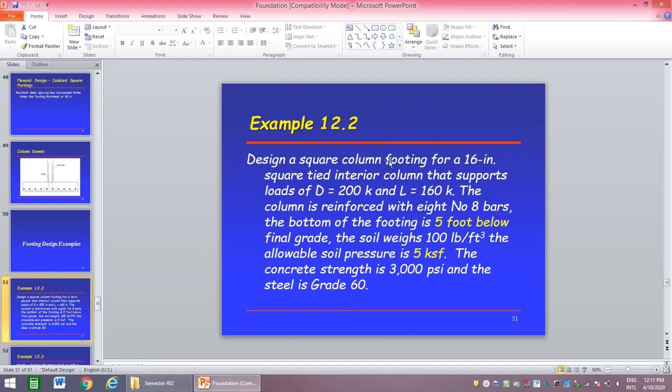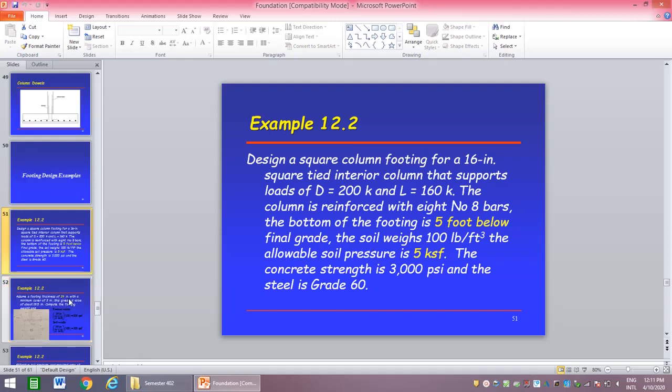So this is the example we are going to discuss, the complete design of foundation for a square column. The column dimension is given, 16 inches by 16 inches, and the reinforcement in the column is 8 number 8 bars. And the footing depth is given here, 5 feet below the final grade. So this is the data for which we are going to design a foundation for a square column.